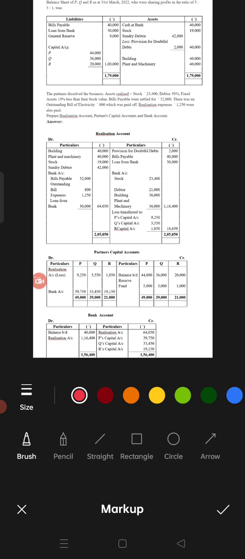Suppose for example like A has taken over the stock 23,400, then it will go to A's capital account. लेकिन ऐसा कुछ तो नहीं है, so that means you are selling your assets to an outsider, not internally to any person or any partner. It's not taking over any assets or any liabilities. So here the stock, no name is given, no partner has taken over, that means it will go to the bank account.